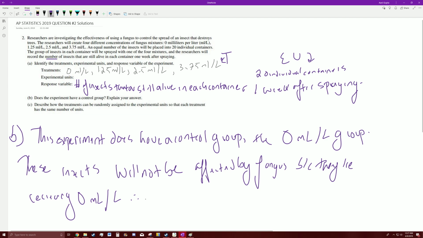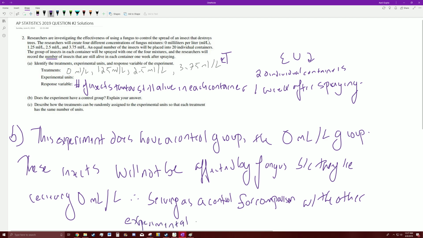Therefore, serving as a control for comparison with the other experimental groups. Experimental groups are the ones that had the concentration, and the control group is the one that received the 0 milliliter concentration, but they're all treatments in this experiment.